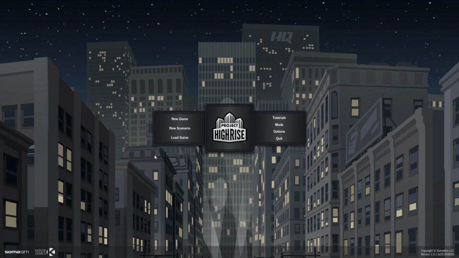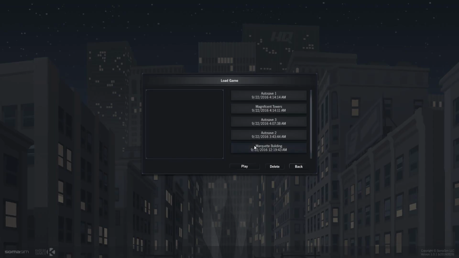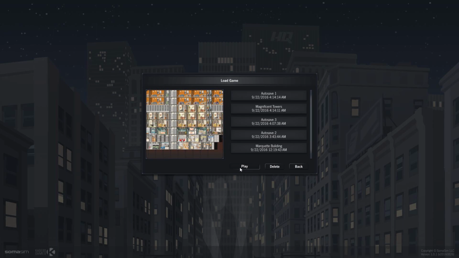In a nutshell, what Project Highrise is about is building your own skyscraper. Think of it like SimCity inside a building. So I'm just going to give a brief overview of what the game is about. I'm just going to go ahead and load one game that I had been previously playing a little bit.